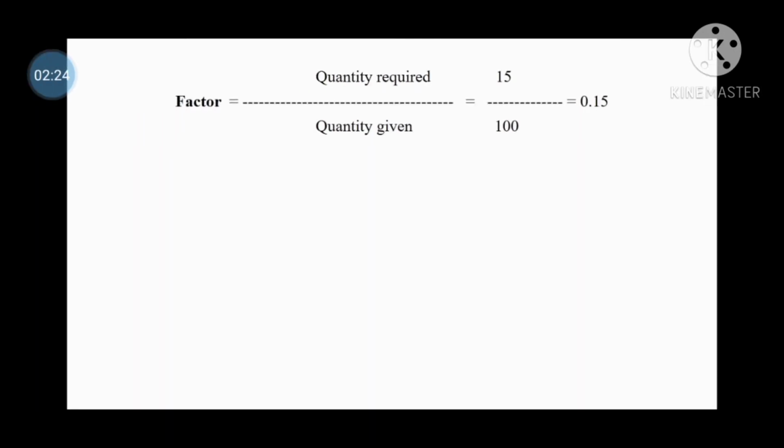Now the factor. Quantity required is 15 ml, quantity given in the prescription is 100 ml, so the factor will be 15 upon 100, that is 0.15. Now that 0.15 is multiplied with 0.5 gram, 0.5 gram, 0.5 gram and 100 ml, and we get the quantity taken in the metric system. So now the observation table.